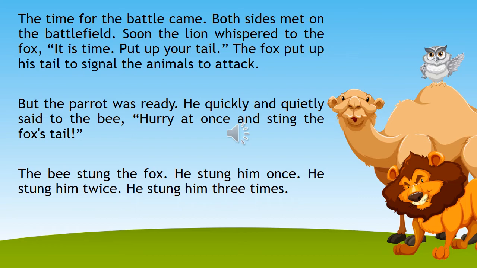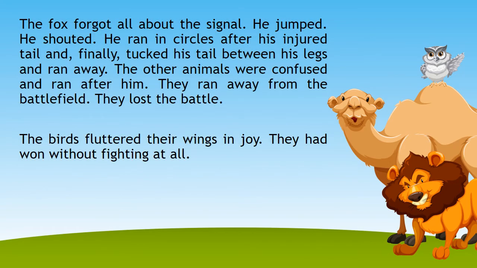The bee stung the fox. He stung him once. He stung him twice. He stung him 3 times. The fox forgot all about the signal. He jumped, he shouted, he ran in circles after his injured tail, and finally tucked his tail between his legs and ran away. The other animals were confused and ran after him. They ran away from the battlefield. They lost the battle. The birds fluttered their wings in joy. They had won without fighting at all.